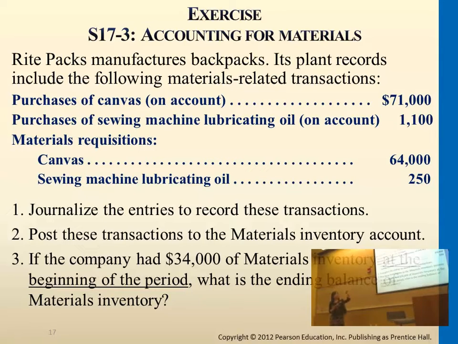So canvas is the portion of the cost we consider as direct materials, more major. It's the main part of the backpack, right? So $71,000 is considered direct material cost, and the $1,100 is considered indirect materials. So the first entry will be journalizing purchasing these materials. What will be debit, what will be credit?